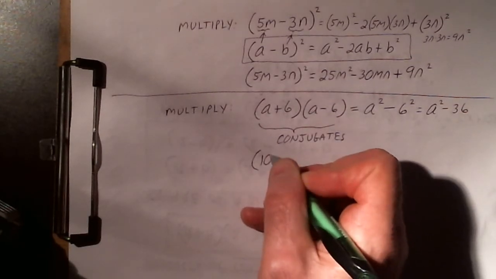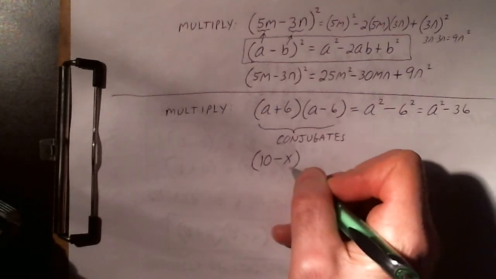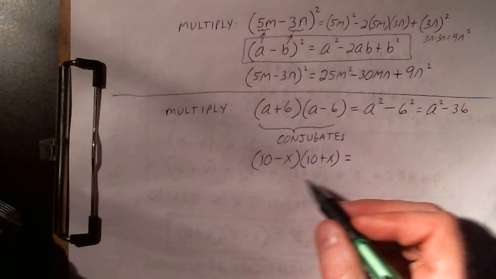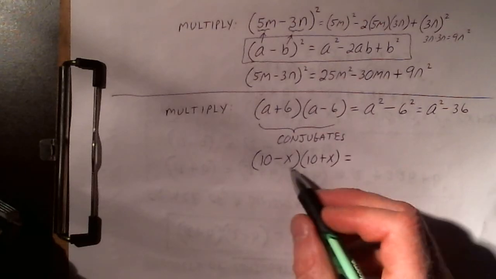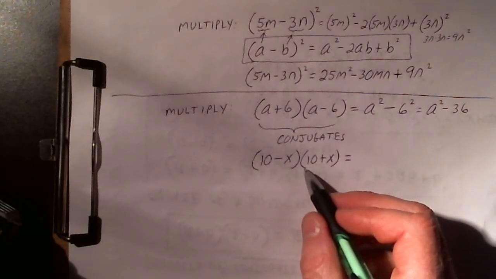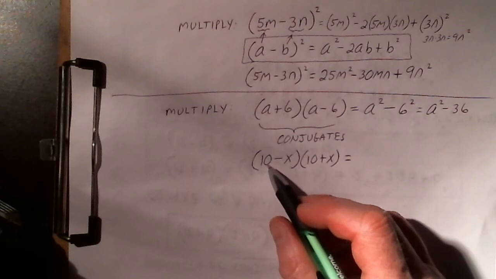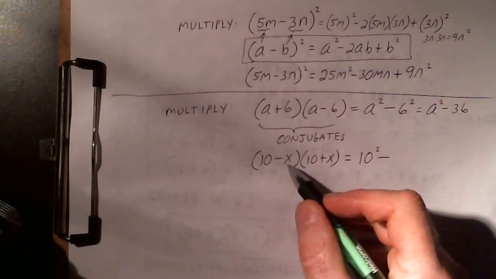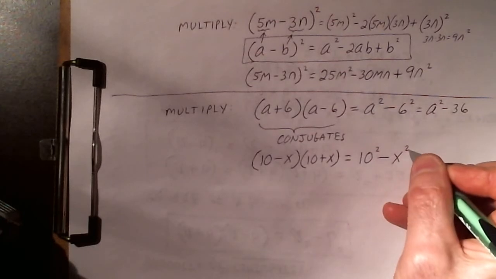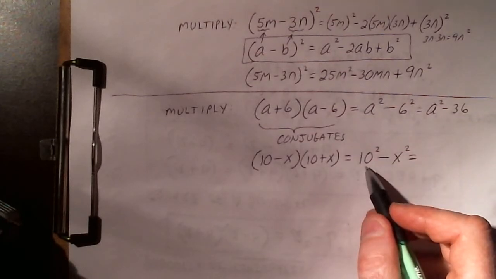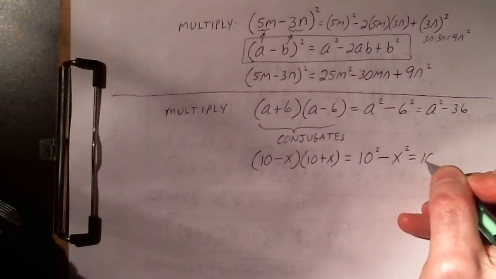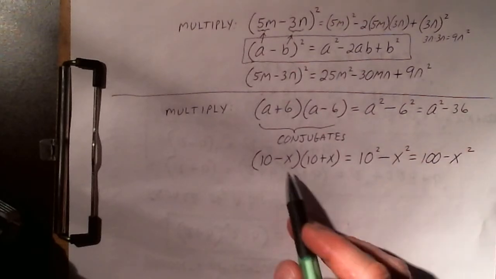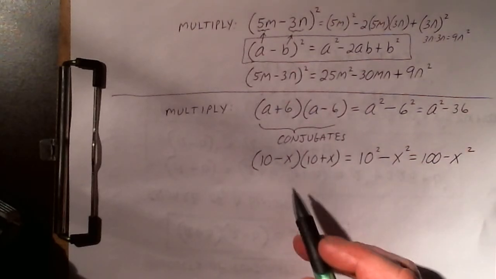Let's multiply another pair of conjugate binomials, 10 minus x multiplied by 10 plus x. Since these are conjugate binomials, the product is going to be simply, again, the square of the first term of the binomials minus the square of the last terms of the binomials. 10 squared is 10 times 10, or 100. We have 100 minus x squared as the product of these conjugate binomials.